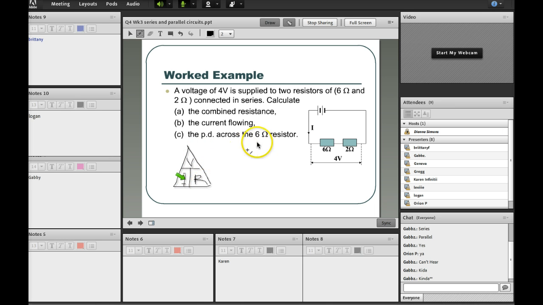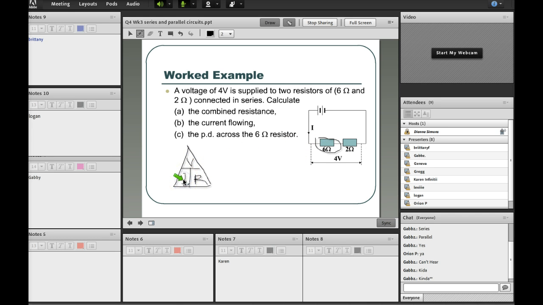Make sense? So it's 4 divided by 8. So what is our current? 0.5. Excellent. And so what is the potential drop across the 6 ohm resistor? So that would mean that we're looking for the voltage, right?